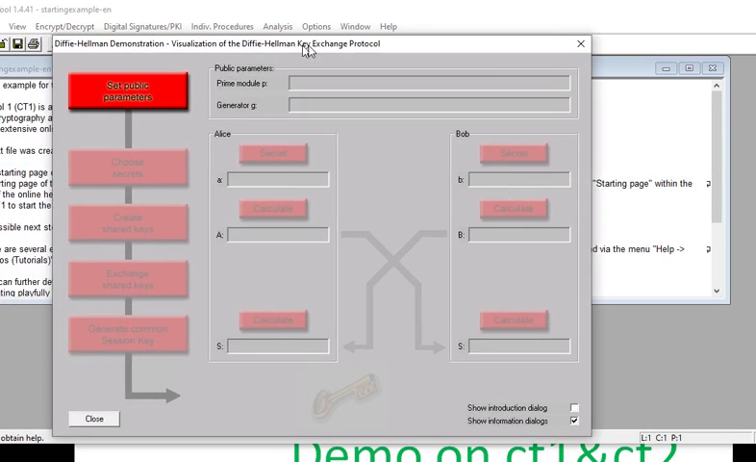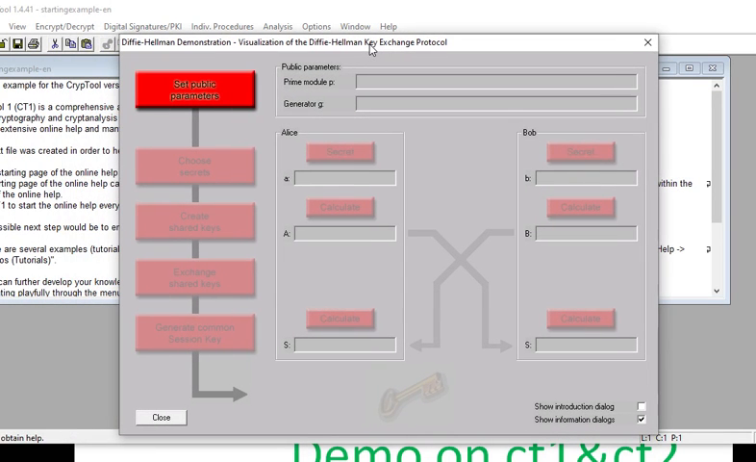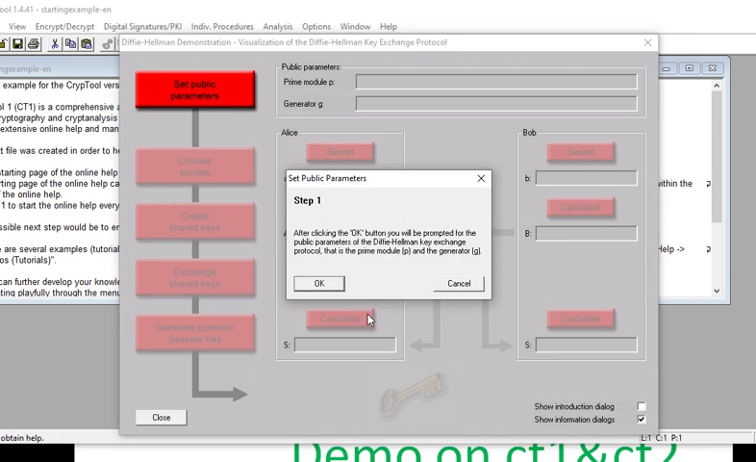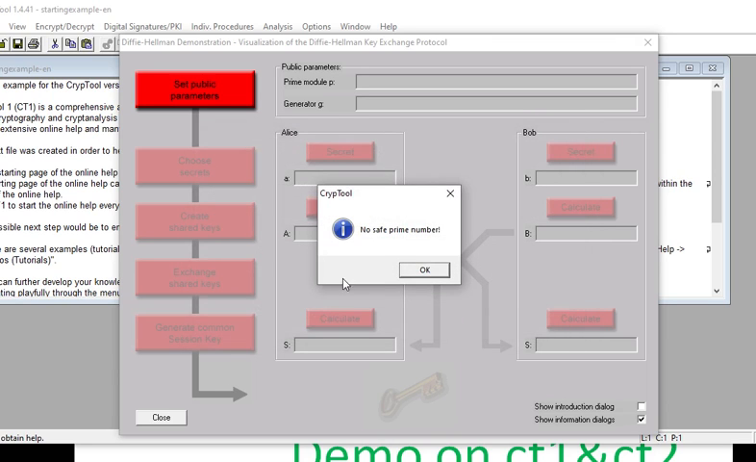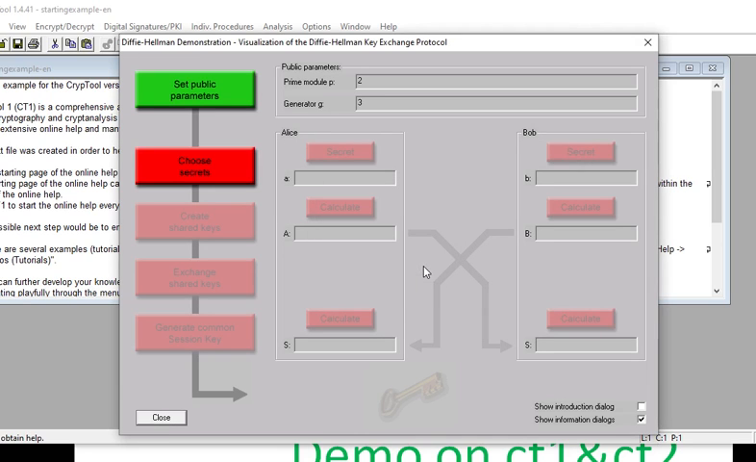This is how to generate the Diffie-Hellman protocol. First we have to set our public parameters. Here I am going to give the modulus as prime number 2 and the generator as 3. It's saying that it is not a safe prime number. Okay, no problem, let it be.